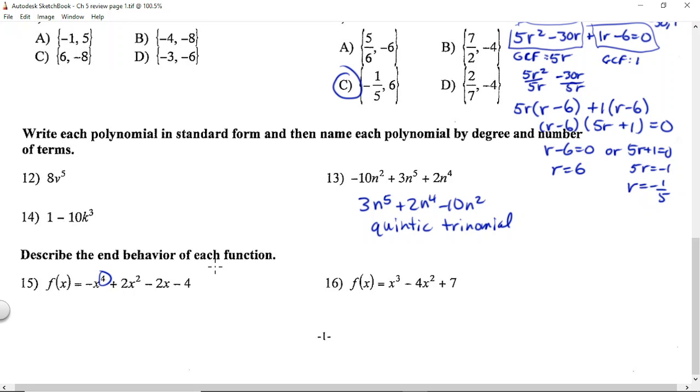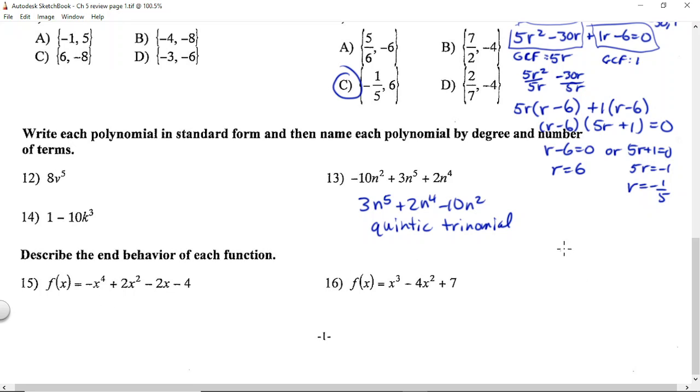If it's in standard form. If it's not in standard form, just look for that highest exponent. And that's the one to look at, the term with the highest exponent. You just look at the sign of the term, and you look at the exponent, whether it's even or odd. And that determines the end behavior. So you can look at the table.